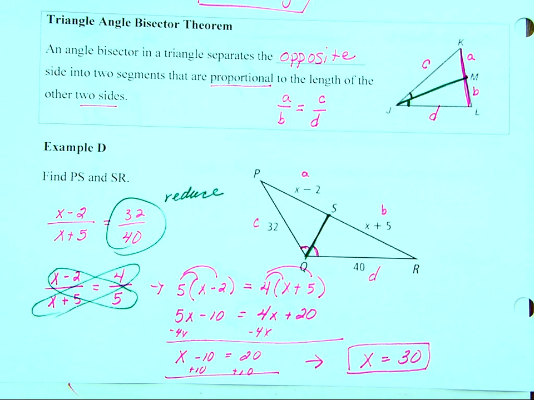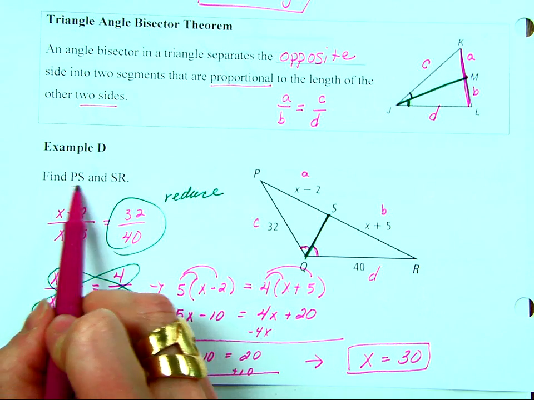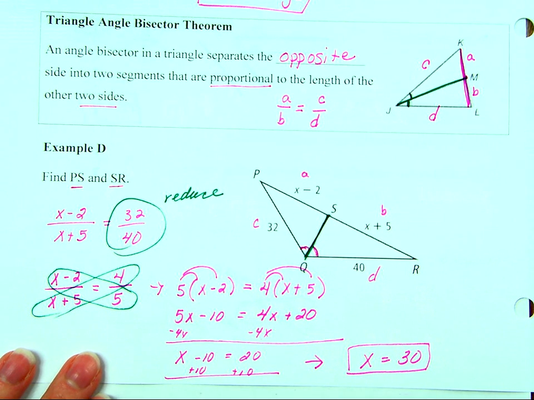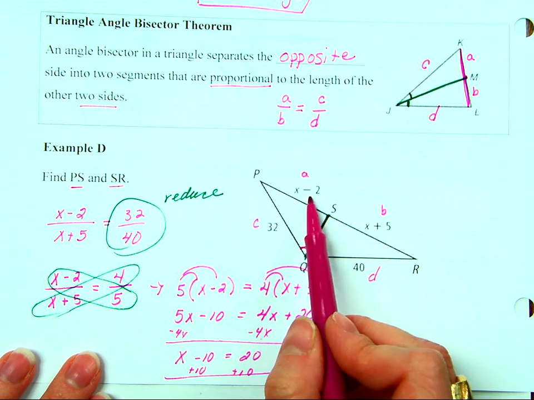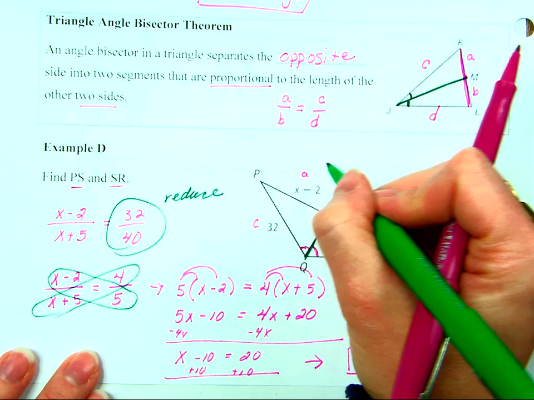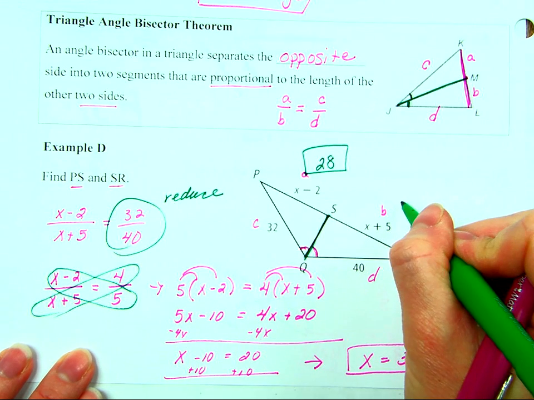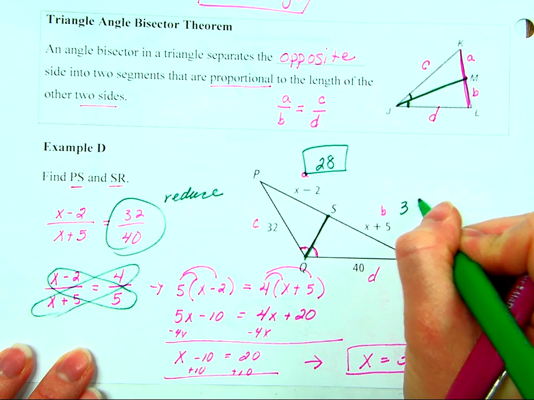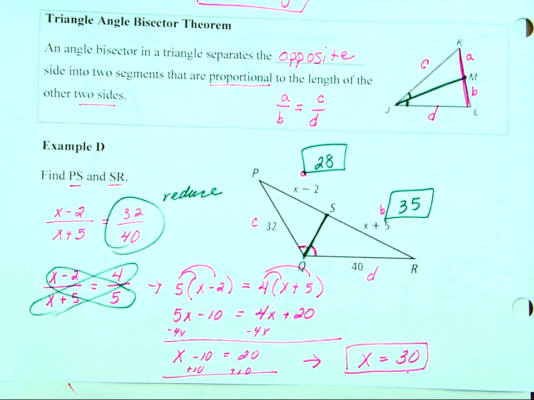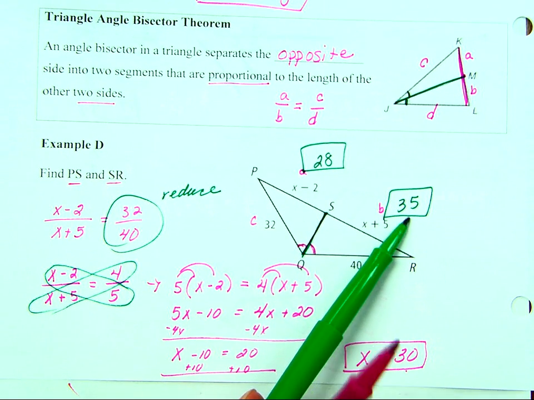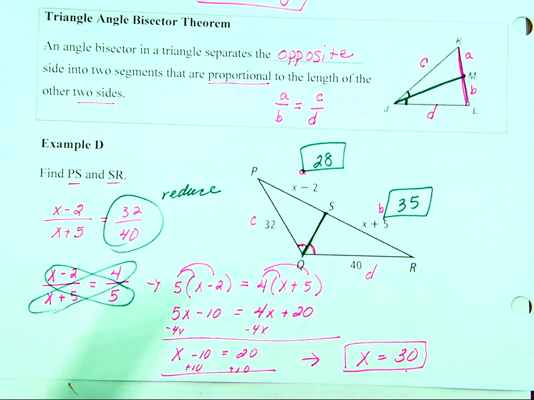So I find out the value for x is 30. Now I do have to be careful here. That's actually not the final answer. They are wanting the lengths of PS and SR. And so if I take my value of 30 and substitute it in, I'm going to find that PS is going to have a length of 28 and SR is going to have a length of 35. Again, 28 to 35 has that same ratio, reduced 4 to 5. So I know I've done it correctly.